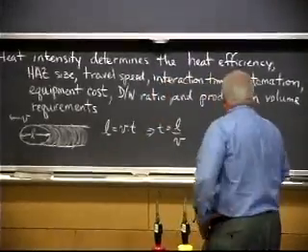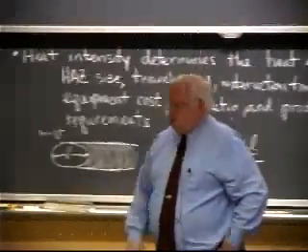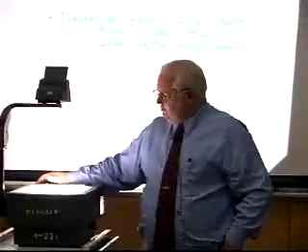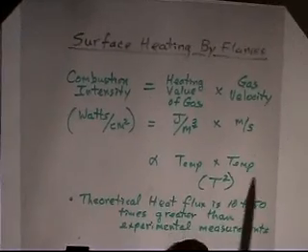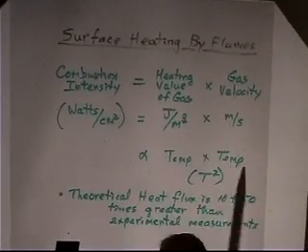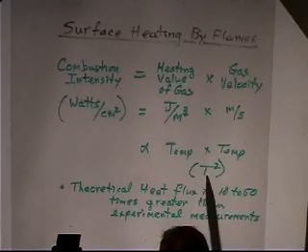And that's why you have to go to automation and things like that. So I just wanted to cover interaction time. But going back to surface heating by flames, what we find is the combustion intensity of a flame is going to be proportional to the temperature squared, because the heating value of the gas and the gas velocity are both proportional to temperature. And so it should go as T squared.